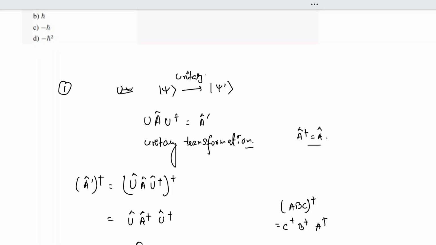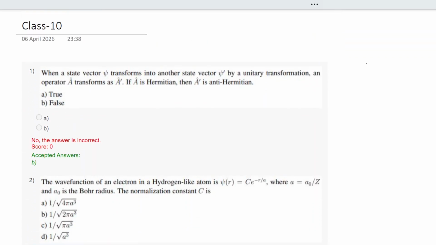So this is U cap, then A dagger is A, as this is Hermitian, then U cap dagger. This is basically the unitary transformation operating on A cap, which is nothing but A cap prime. So A cap prime dagger is the same as A cap prime. That means the A cap prime operator is a Hermitian matrix, not anti-Hermitian. So the statement made in the question, that it is anti-Hermitian, is false. Actually this is Hermitian, so option B is correct.